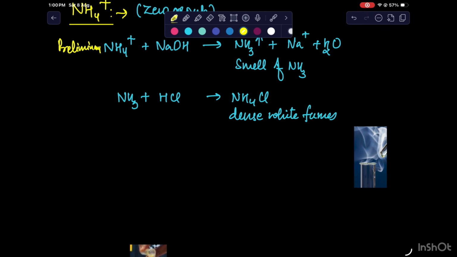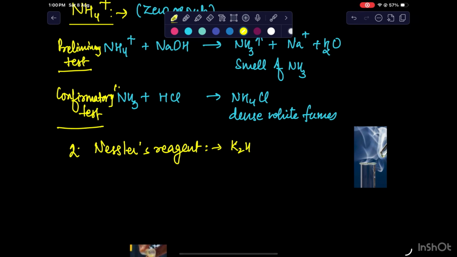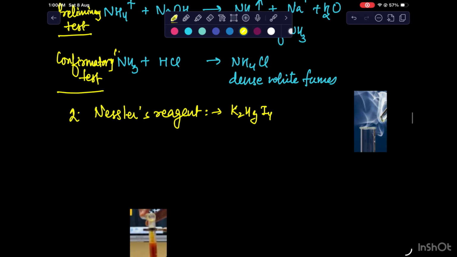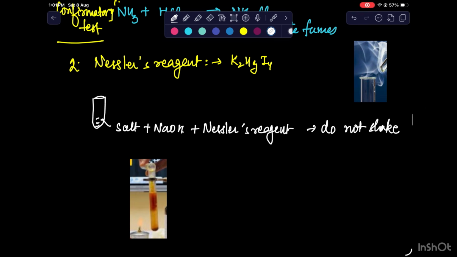This is the second test. Dense white fumes is a confirmatory test, but generally I have not seen it coming easily. The reason being, the HCl which we use in the lab is actually dilute, not the concentrated one. So we do another test, which is Nessler's reagent. Nessler's reagent is K2HgI4. Its name is potassium tetraiodomercurate, right? So we take salt and add NaOH to it, and then we add Nessler's reagent. We will observe a reddish brown precipitate as shown here in the test tube.